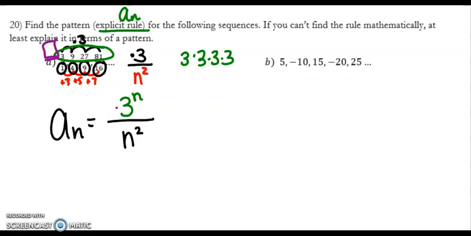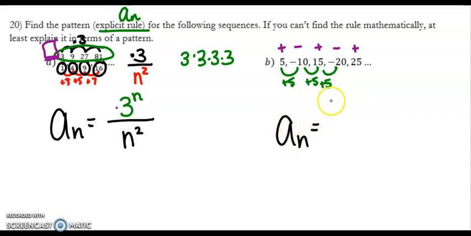All right, next one. Pattern is alternating. This is positive, negative, positive, negative, positive, negative, I would assume for the next. And it looks like we are adding 5 each time. So what I can do here is I can think about those two things as separate parts of the pattern.